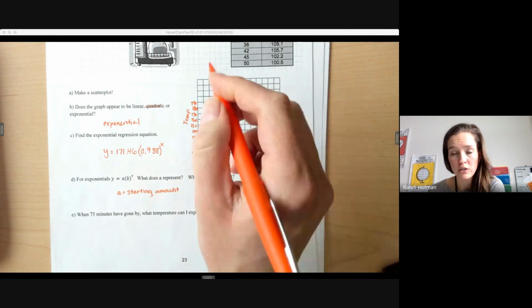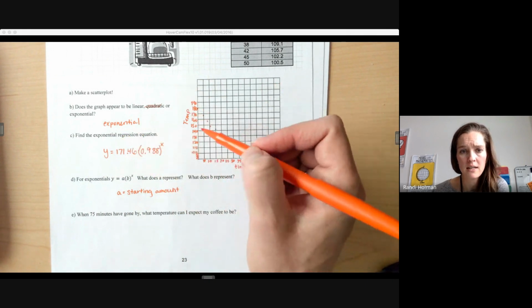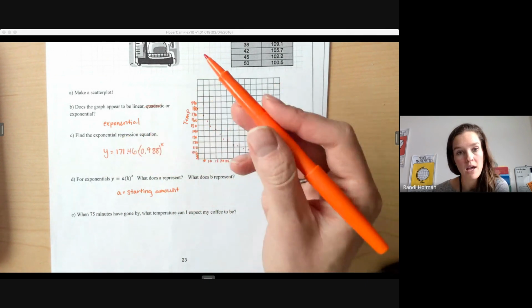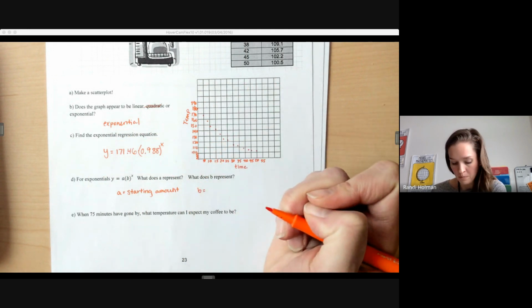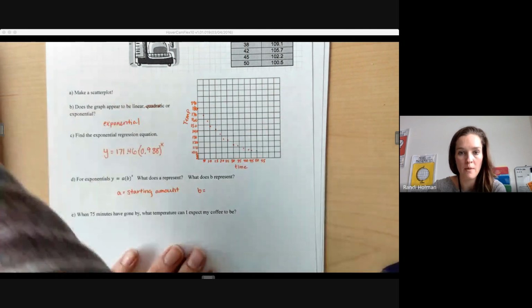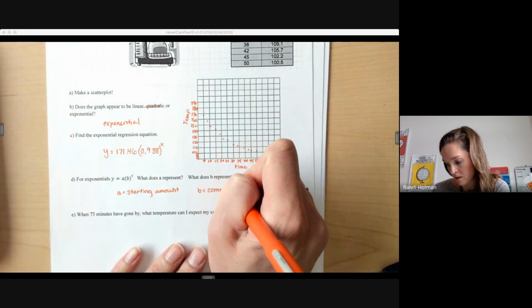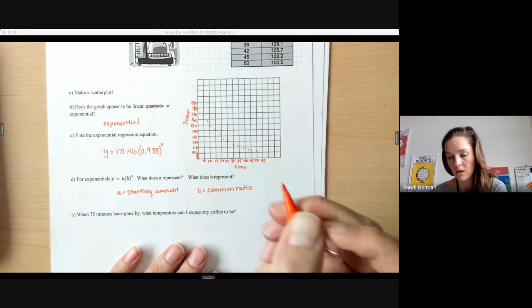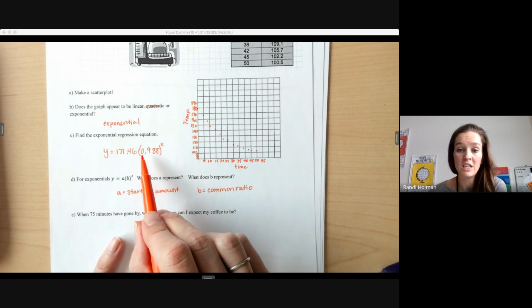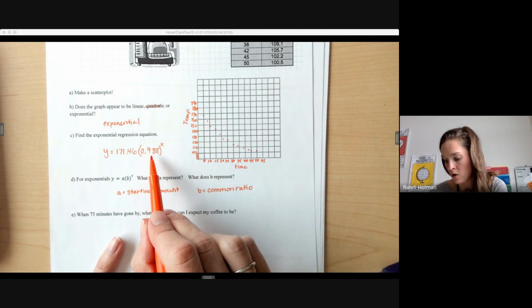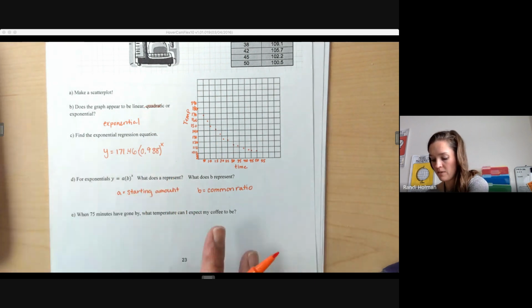So we know that for our actual data, the starting amount was actually 180, but this 171.46 is the model that fits this data. So it's a little below where the coffee actually started, but that's okay. And what does B represent? So B in this case represents the common ratio, what we're multiplying by each time. So we could also use that to say in this case that our coffee is decreasing its temperature by 1.2%, right? That's its ratio there.